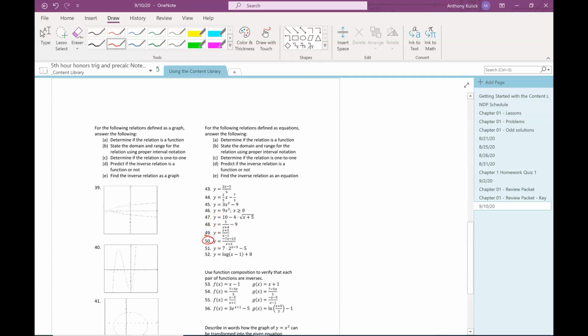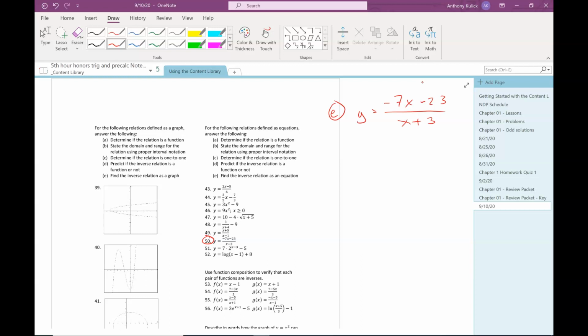Okay, so 50, and you just cared about part E. So this one is a little bit challenging algebraically on what to do. Just as a reminder here, the goal is I want to start by isolating the x variable, so getting one x all by itself, and then I'm going to swap the x and y variables. And that's basically all I need to do to find my inverse.